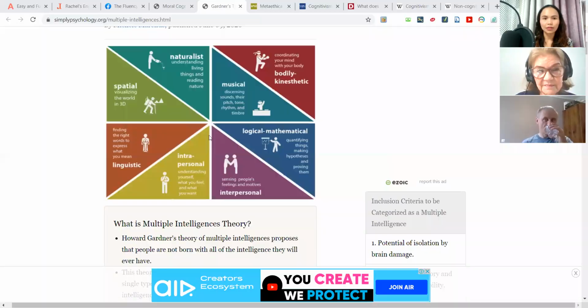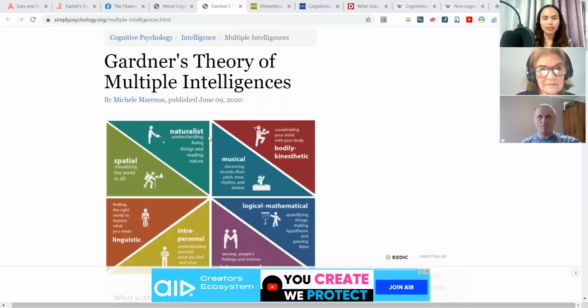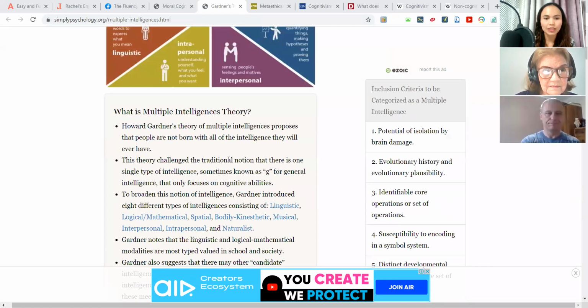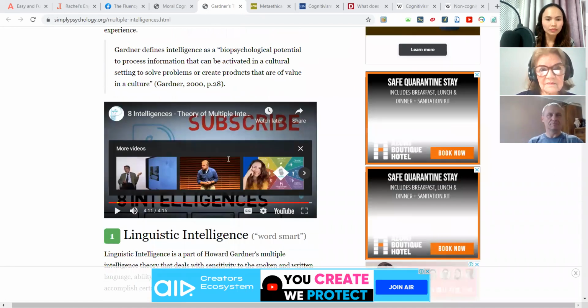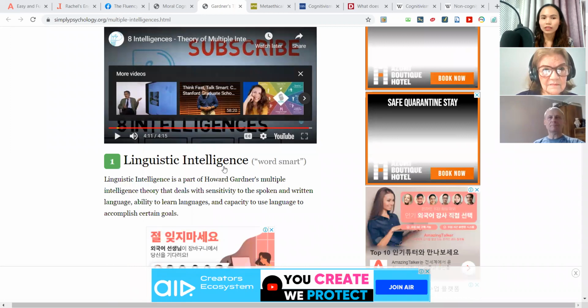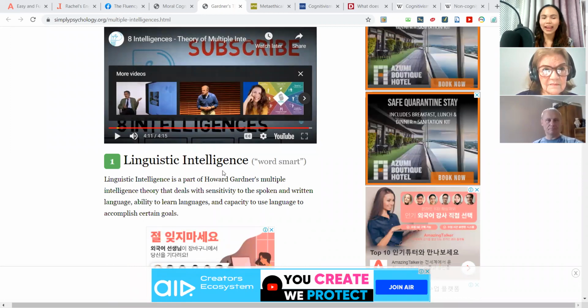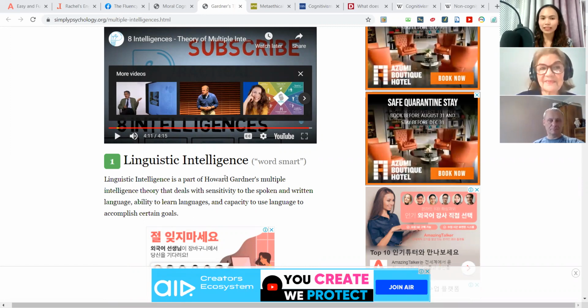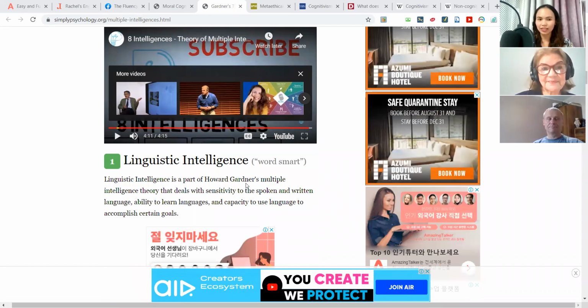So here you go. This one, have you read this one? Gardner's theory of multiple intelligences. Okay, so we have eight intelligences, right? Eight types of intelligence, including linguistic intelligence, according to Gardner.